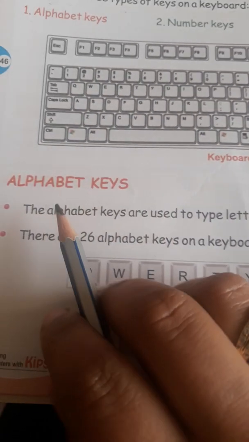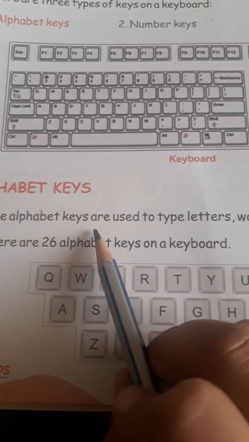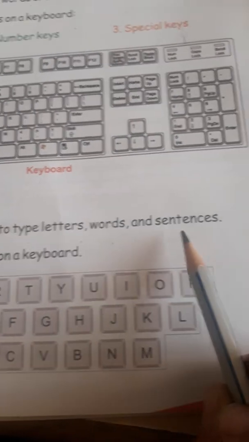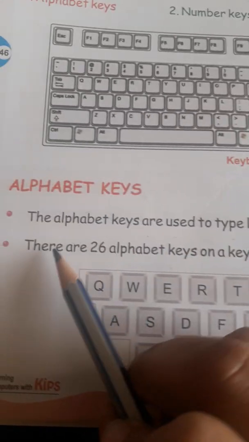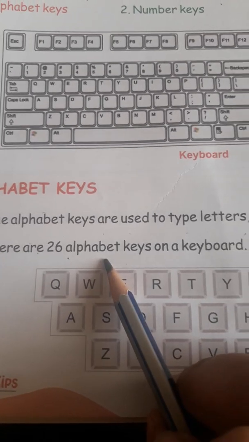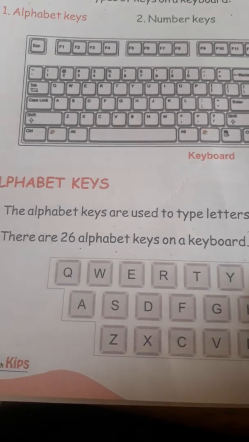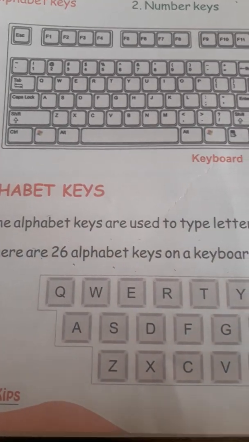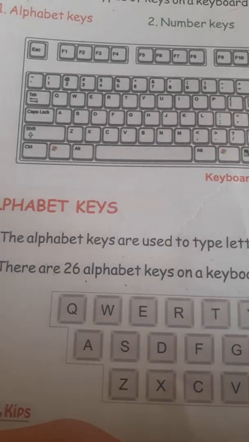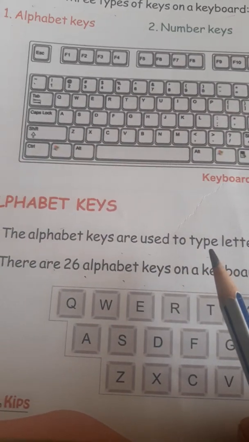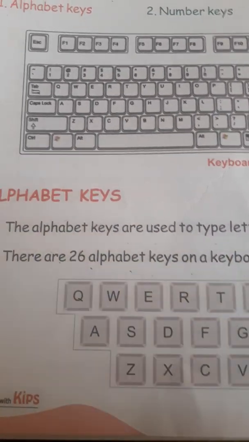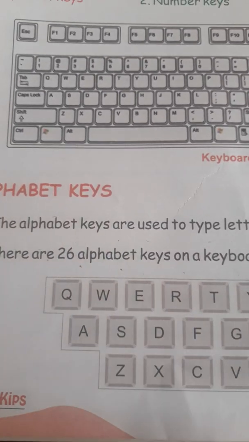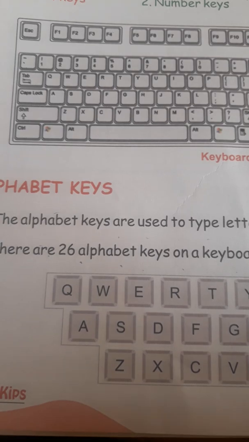So let's learn about alphabet keys. The alphabet keys are used to type letters, words, and sentences. There are 26 alphabet keys on a keyboard. Now, why are we reading this again and again? Because we have found that children face difficulty in reading these computer terms. So, in this reading session, we are going to read them again and again so you are very much familiar with the words and it is easier for you to read your question paper, right?